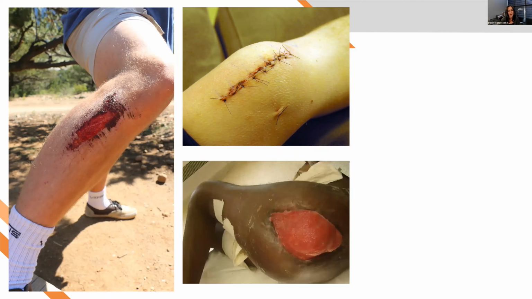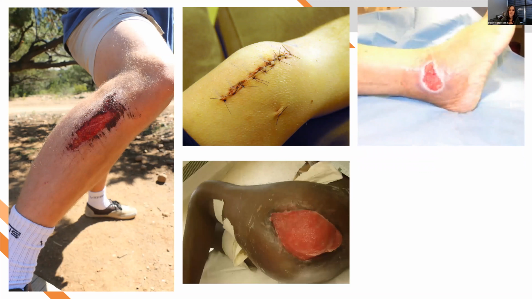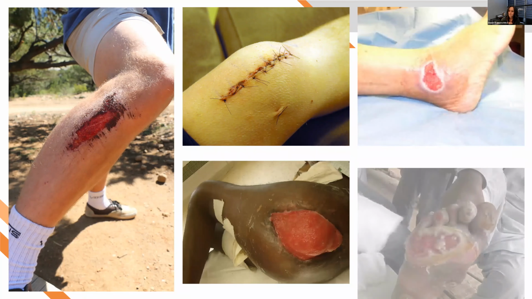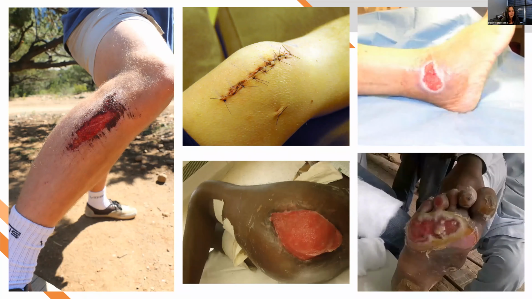How about this lateral hip pressure injury? Is this considered a wound? This lateral ankle, is this a wound? Or how about this plantar aspect of the foot? Would we call this a wound?